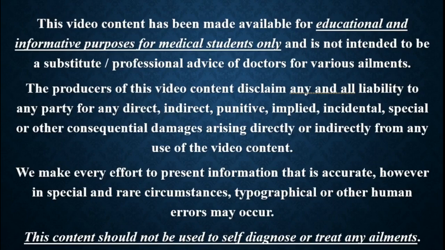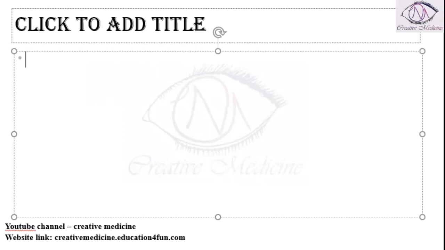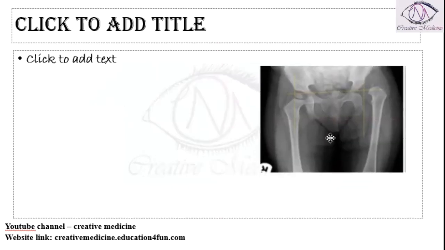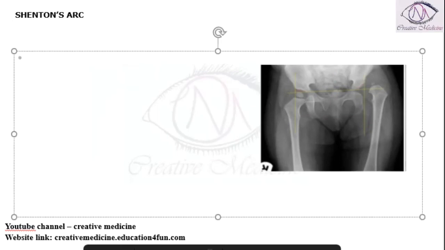In this lecture, we will learn about... Now we have to see some lines. First, Shenton's arc. Shenton's arc is actually this arc which is present.